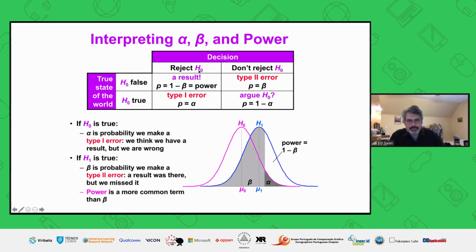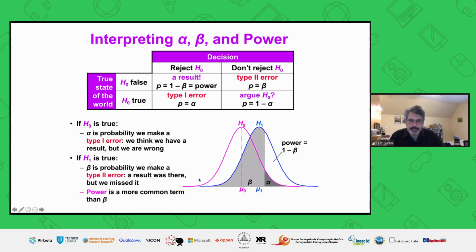So since we have the true state of the world being true or false here, we either reject or we don't reject. That gives us 4 possibilities. We have 2 ways to be right and 2 ways to be wrong. So suppose that the null is true. So we're going to suppose that the bottom row is true.